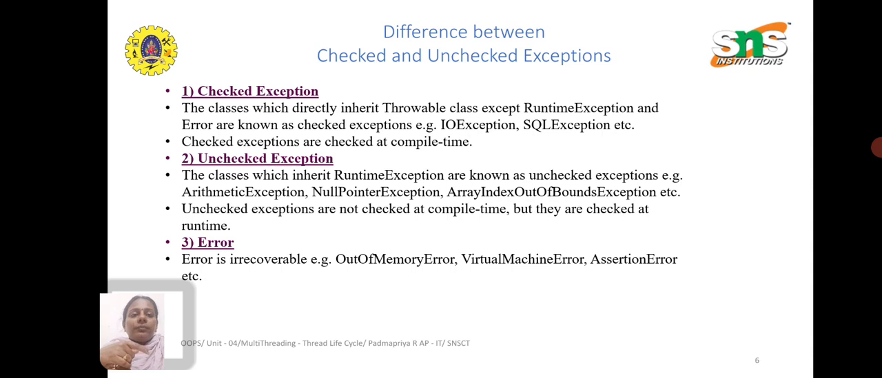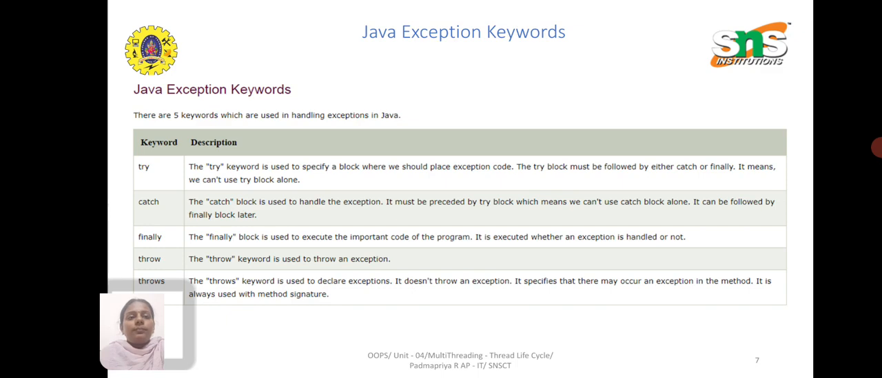Unchecked exceptions: the classes which inherit RuntimeException are known as unchecked exceptions. Examples are ArithmeticException, NullPointerException, ArrayIndexOutOfBoundsException, etc. Unchecked exceptions are not checked at compile time, but they are checked at runtime. Error is irrecoverable. Examples are OutOfMemoryError, VirtualMachineError, AssertionError, etc.